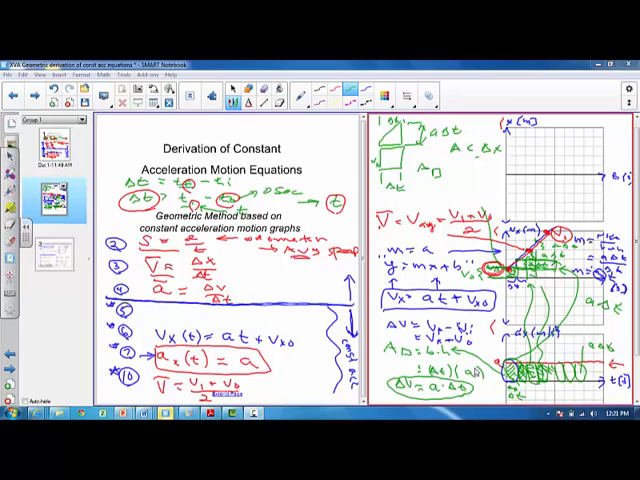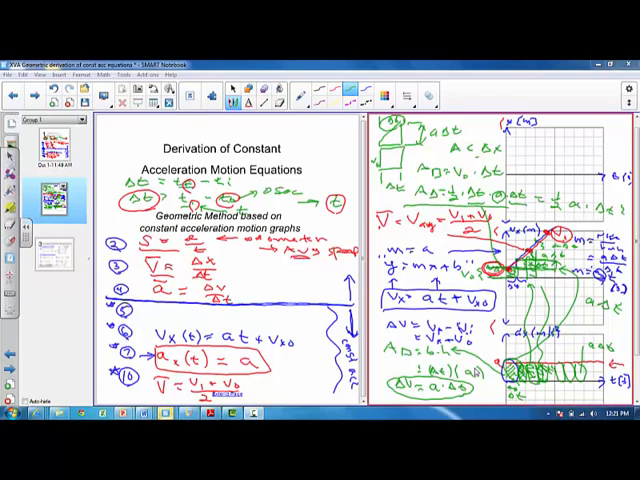So the area of the square is just the height, which is v naught, and the base of it is delta t. And the area of the triangle is 1/2 base times height. Delta t is the base, that's the base right there, and the height is a times delta t. We can do a little bit of simplification here. Delta t times delta t is delta t squared, so we get 1/2 times a times delta t squared. And if we add these two things together, what do we get?